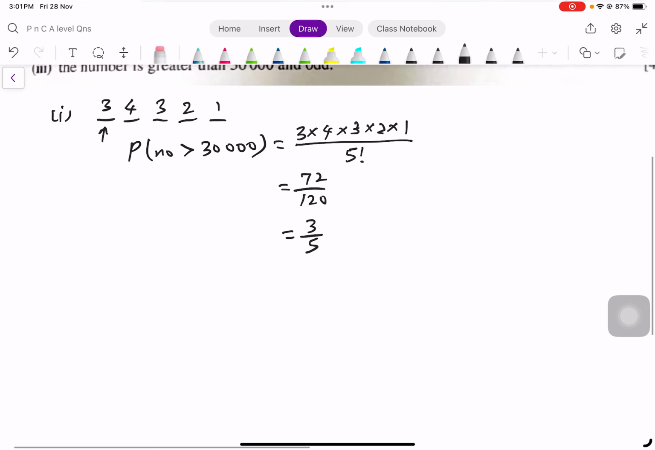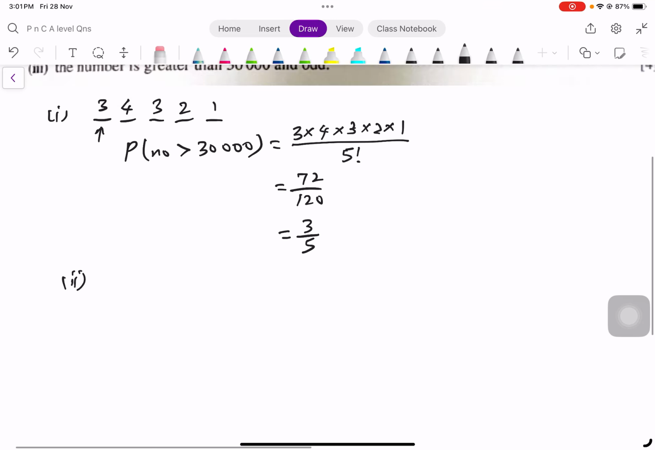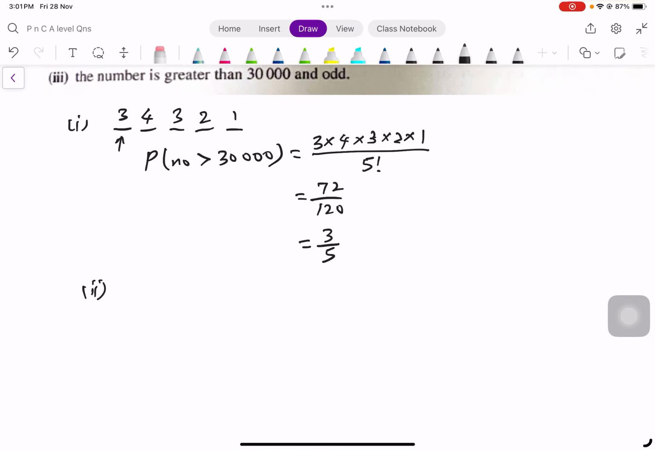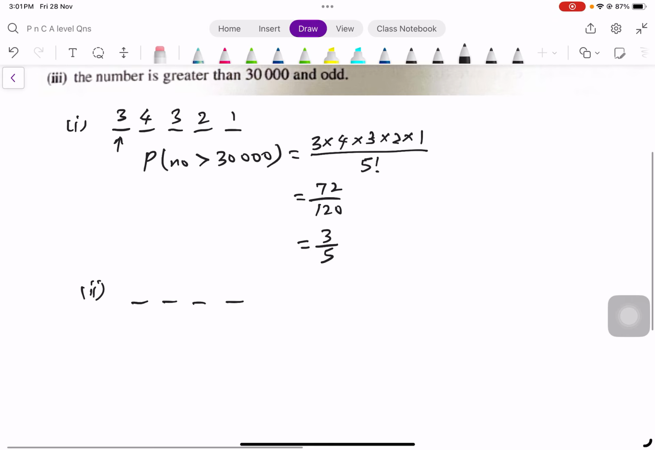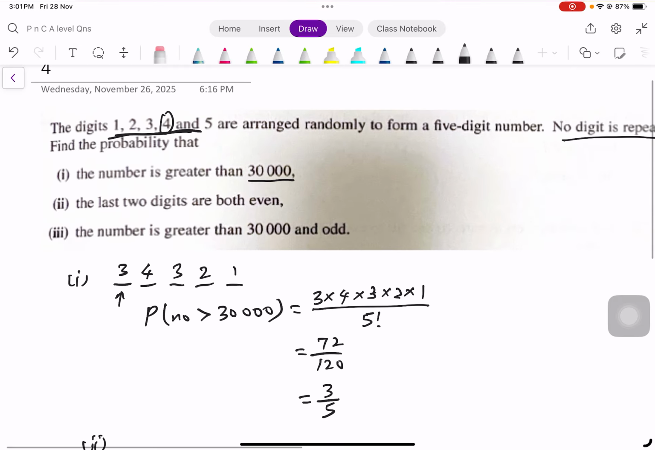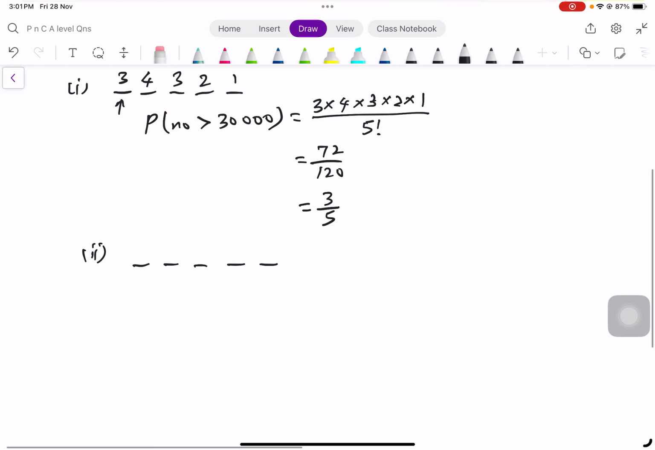Okay, part 2. The last 2 digits are both even. Therefore, again, a 5-digit number where the last 2 digits are even. There are only 2 even numbers here, 2 and 4. Therefore, the last digit has 2 choices, and the second last digit has only 1 choice. And then the choices for the first digits are 3, 2, and 1 accordingly.